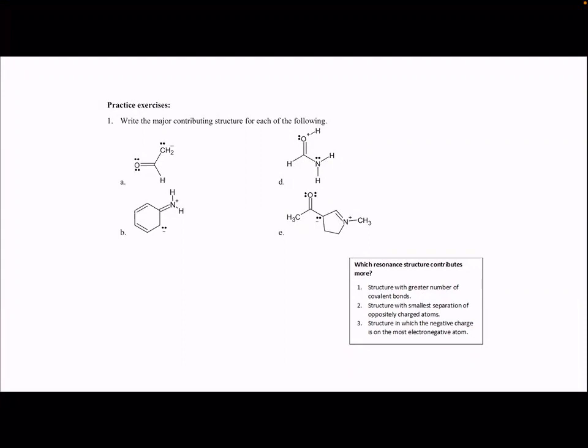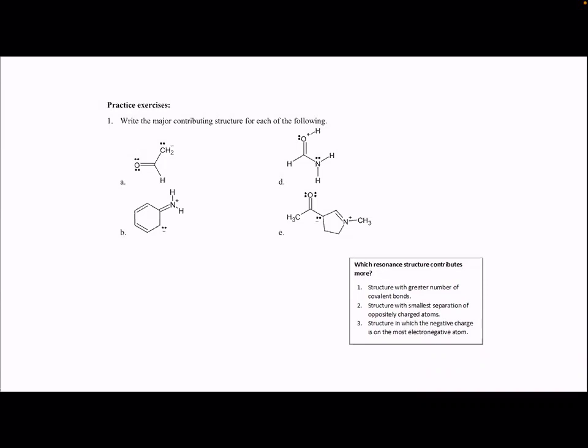are more important. So there are three rules that help us determine major versus minor contributing structures. The first one, structures with the greater number of covalent bonds contribute more. Okay, so we want the maximum number of covalent bonds. We want to maximize the number of covalent bonds. And generally speaking, full octets are always preferred.